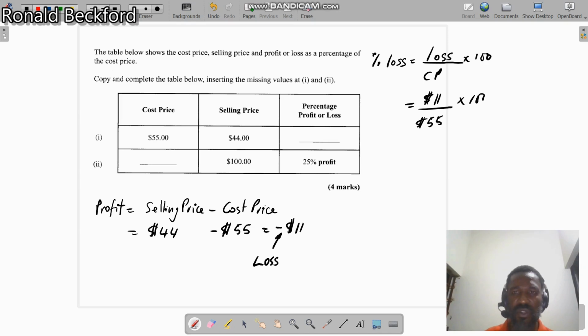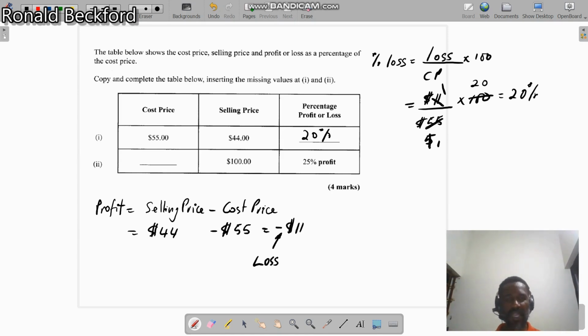multiplied by 100. Okay, so now 11 into itself will go 1 time, and 11 into 55 will go 5 times, and then 5 into itself goes 1. 5 into 100 will go 20. So therefore, we have a percentage loss of 20%. Okay, so that's how we would have applied this question in order for us to calculate what the percentage loss is.